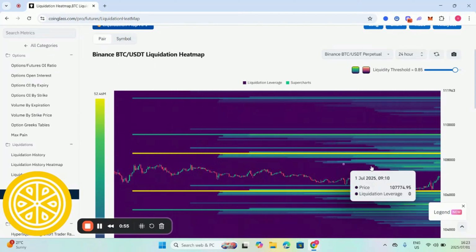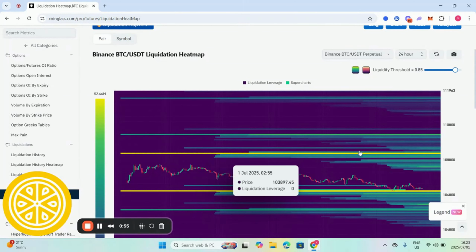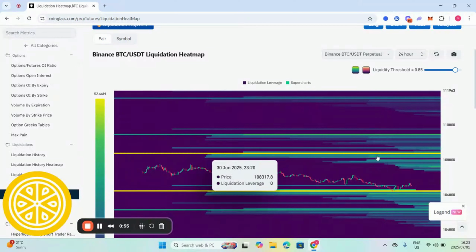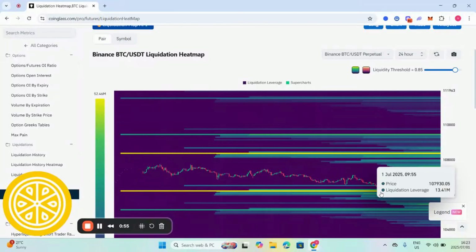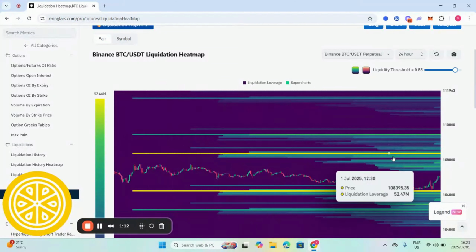For example, as you can see with Bitcoin, this is Bitcoin right here, ladies and gentlemen, liquidity is all this part that's yellow. And as you can see, there's a lot of liquidity above us, so below us. But I'm looking for BTC to attract this liquidity.